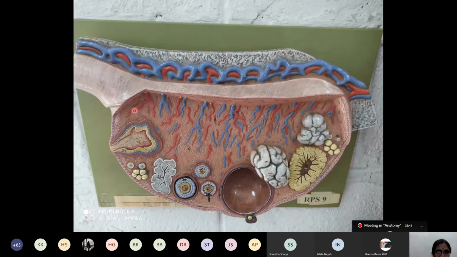Now, my dear student, this is the model that is there in our anatomy lab. This is the model of the ovary. Now, here you can see this is the outer layer. This is the germinal epithelium. This is the stroma of the ovary. This is the cortical part, this is the medullary part.